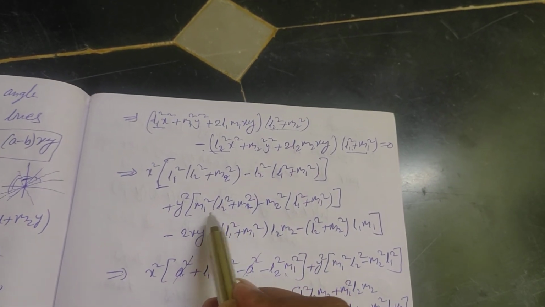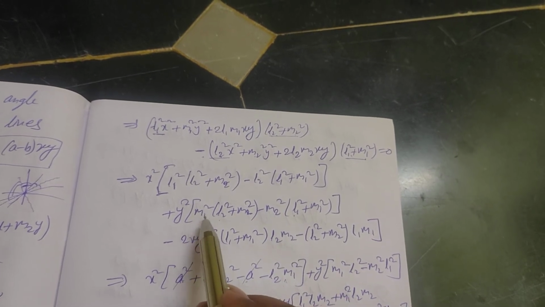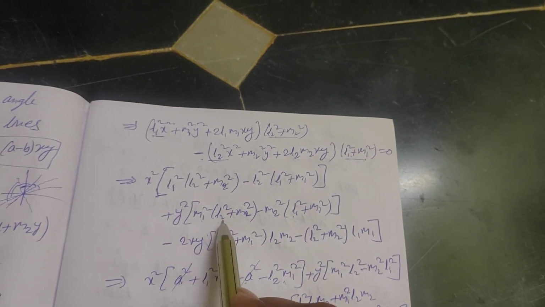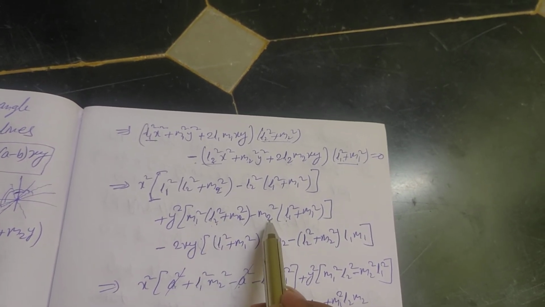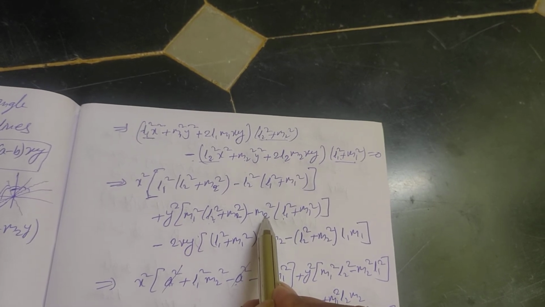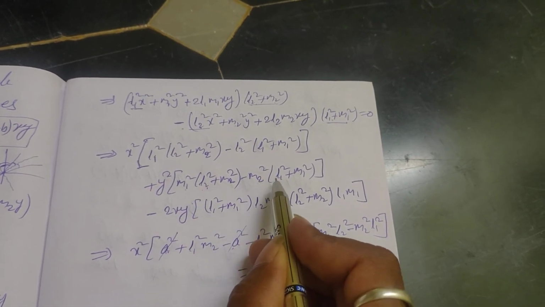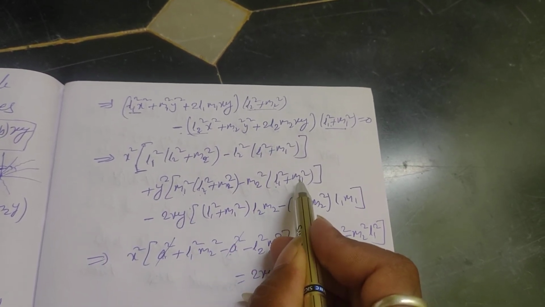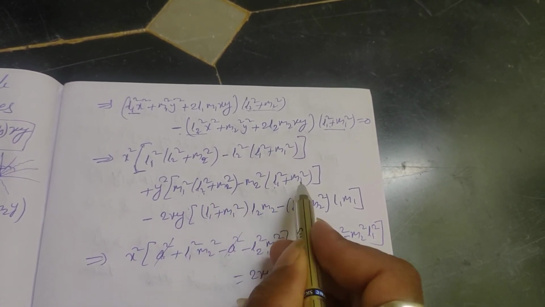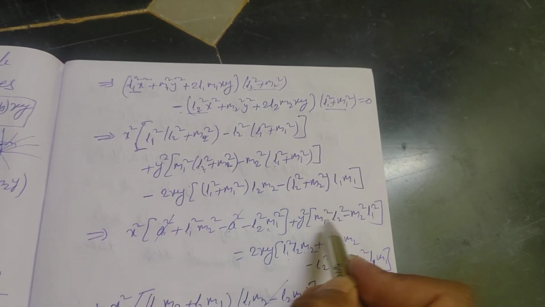And similarly here also, M1 square L2 square and M2 square L1 square. Here M2 square L1 square will be there, but M1 square M2 square and here also minus M2 square M1 square get cancelled. So M1 M2 whole square and M2 M1 whole square cancel. So we have M1 square L2 square minus M2 square L1 square, that is only here.